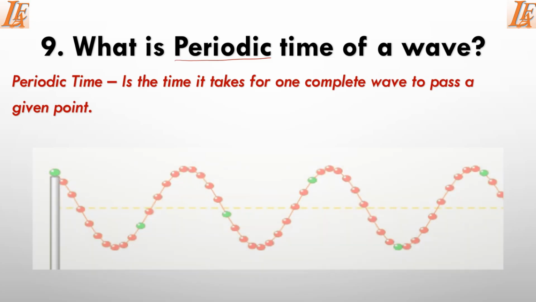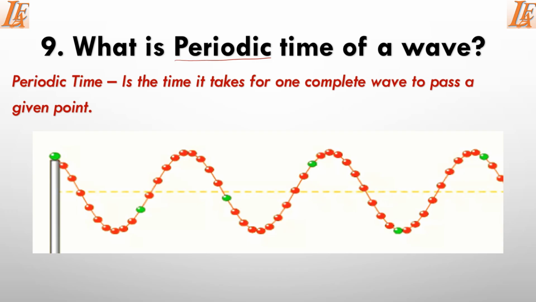And for you to identify periodic time, you must have a wave train like this, with this vertical axis showing the displacement of particles, and this horizontal axis showing the time taken for a wave to move. So in this case, for you to identify periodic time, you must get two particles which are in phase. And I said particles which are in phase must have the same maximum displacement and should be moving in the same direction. This one now looks familiar.